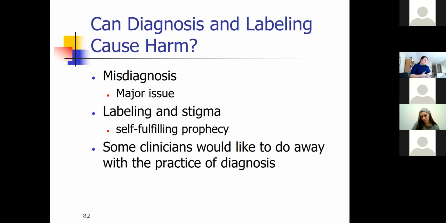Some clinicians would like to do away with the practice of diagnosis altogether. That's a beautiful, beautiful idea, but it doesn't work in our managed healthcare system. You need a diagnosis to get insurance reimbursement. What I've noticed is that a lot of these clinicians work in big cities where people will just pay out of pocket for therapy. And again, so they don't have the realities of managed care.